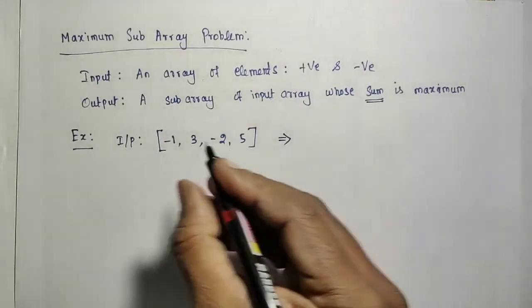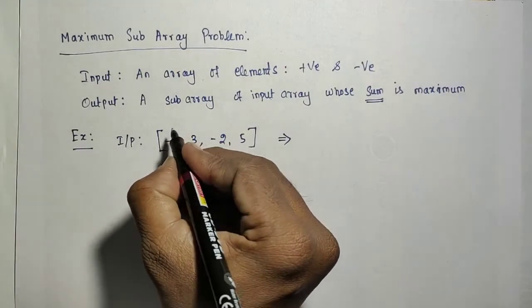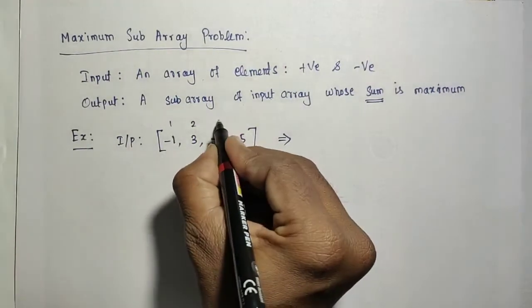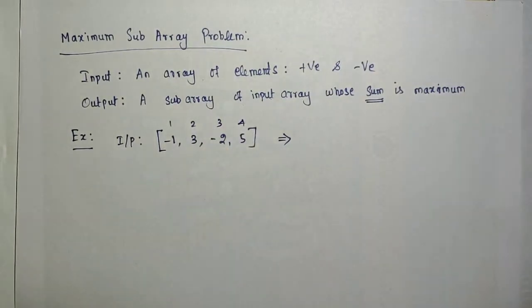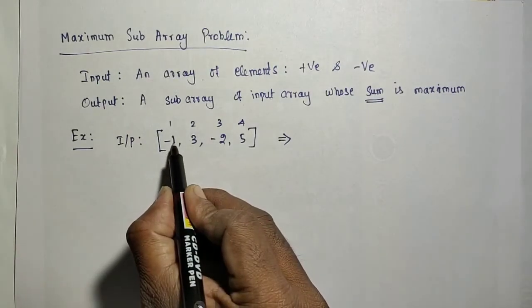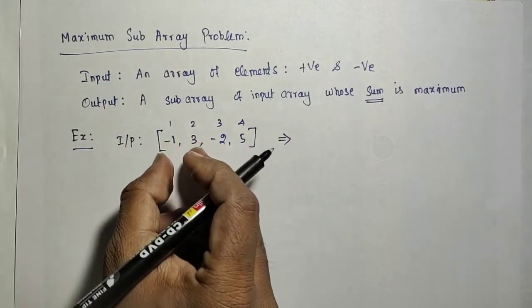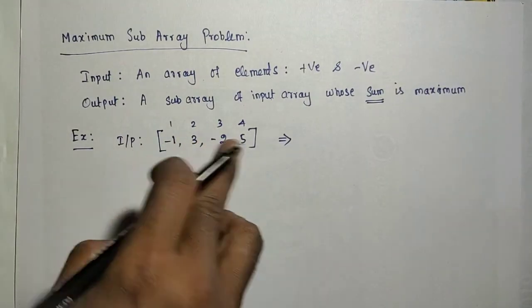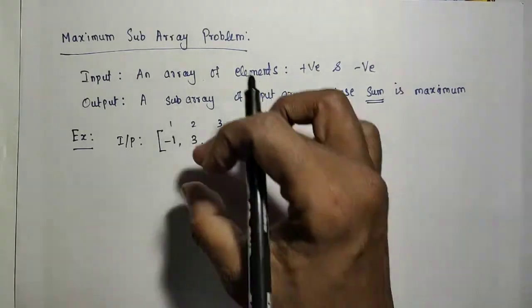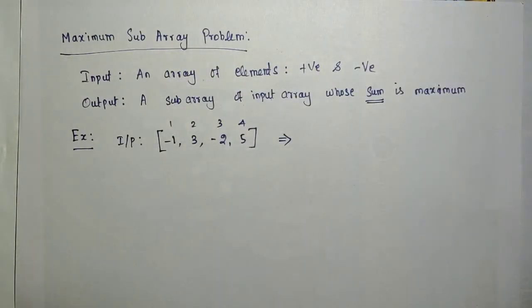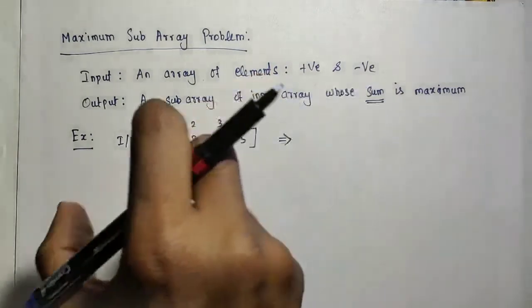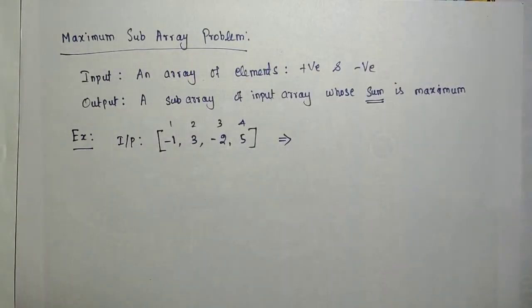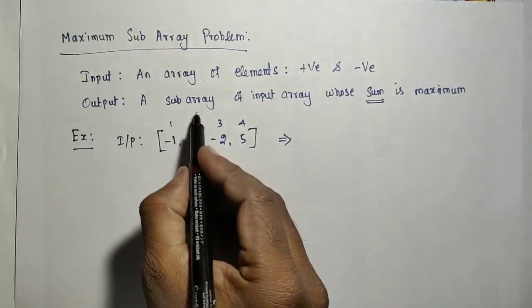These are the indices: 1, 2, 3 and then 4. This is the array index as we have considered. Subarray means -1, 3 is one subarray. -1, 3, -2 is one subarray. But -1 and -2 is not a subarray. Subarray means continuous numbers. Some continuous numbers from the array form a subarray. Just picking some random numbers from the array is not a subarray. Be clear on the definition of subarray.